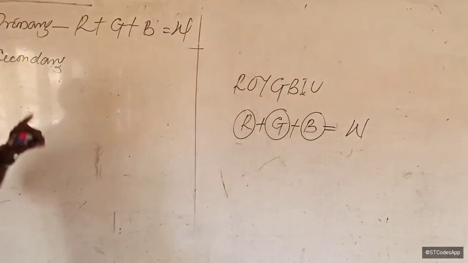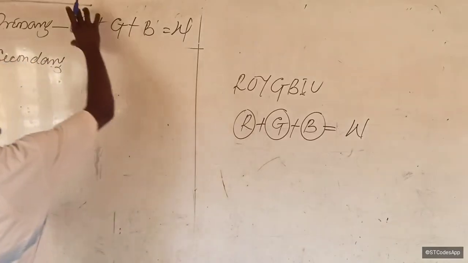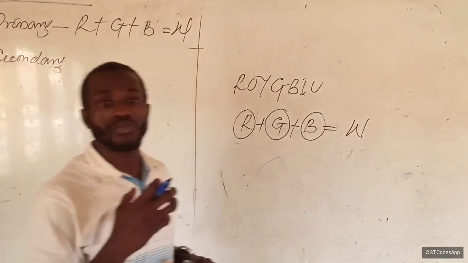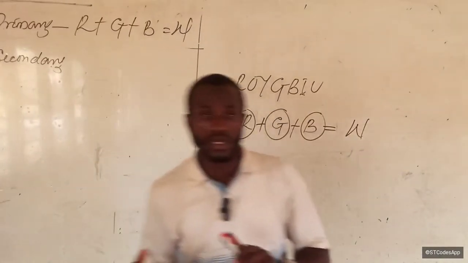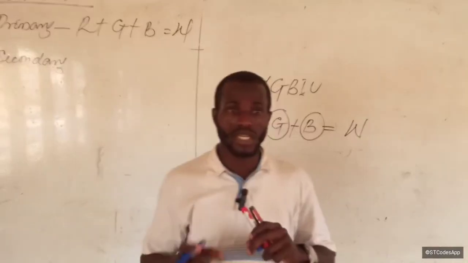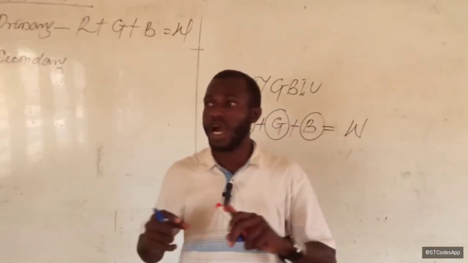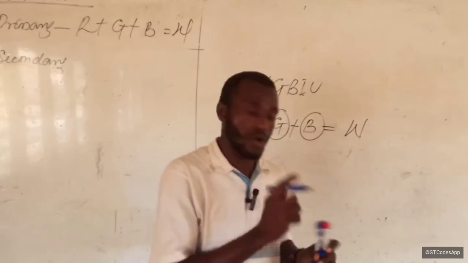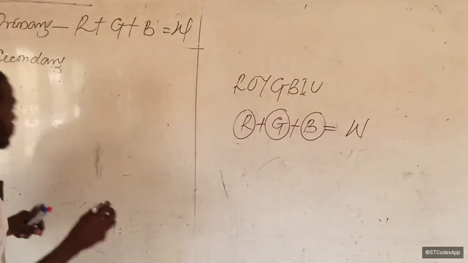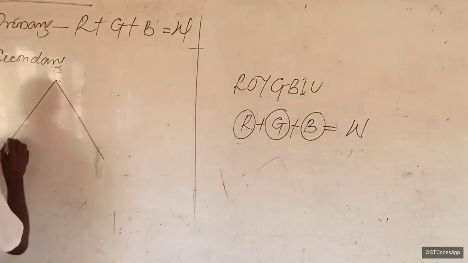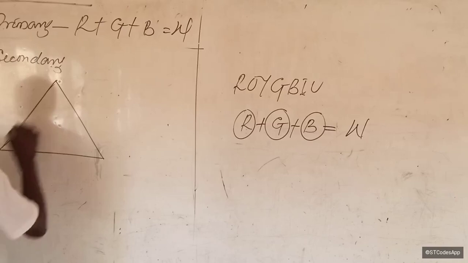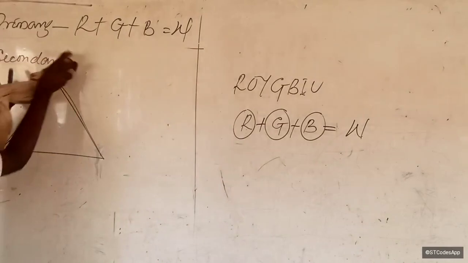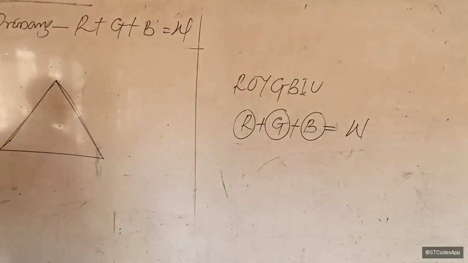Then secondary colors are the colors that we derive from the addition of any two primary colors. So primary colors add up to give white, and secondary colors are the ones that are any two combinations of the primary colors. With that, we come to what is known as the color triangle. This color triangle is going to help you to understand the addition and subtraction of colors.